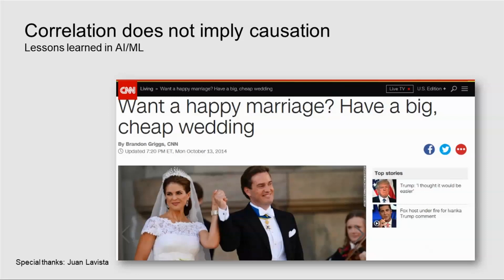Correlation does not imply causation. There are many studies about the links between a happy marriage and a cheap wedding, very similar to the links between ice cream sales and drowning. It's very important to know that correlation does not imply causation. It can give us great tips in predicting outcomes, but not causality.